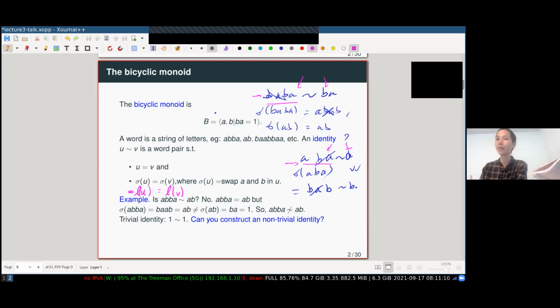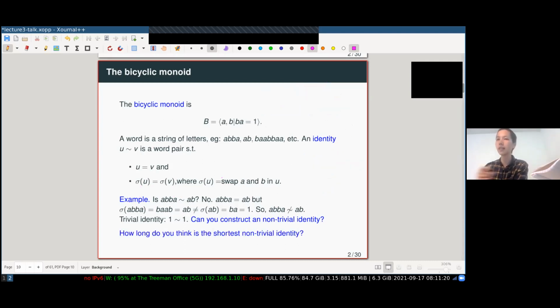Yes, so I agree with you. If you didn't have this length constraint, then there are actually quite a lot of very short identities. But if we have the length constraint, then it's actually not so easy to construct one at all.